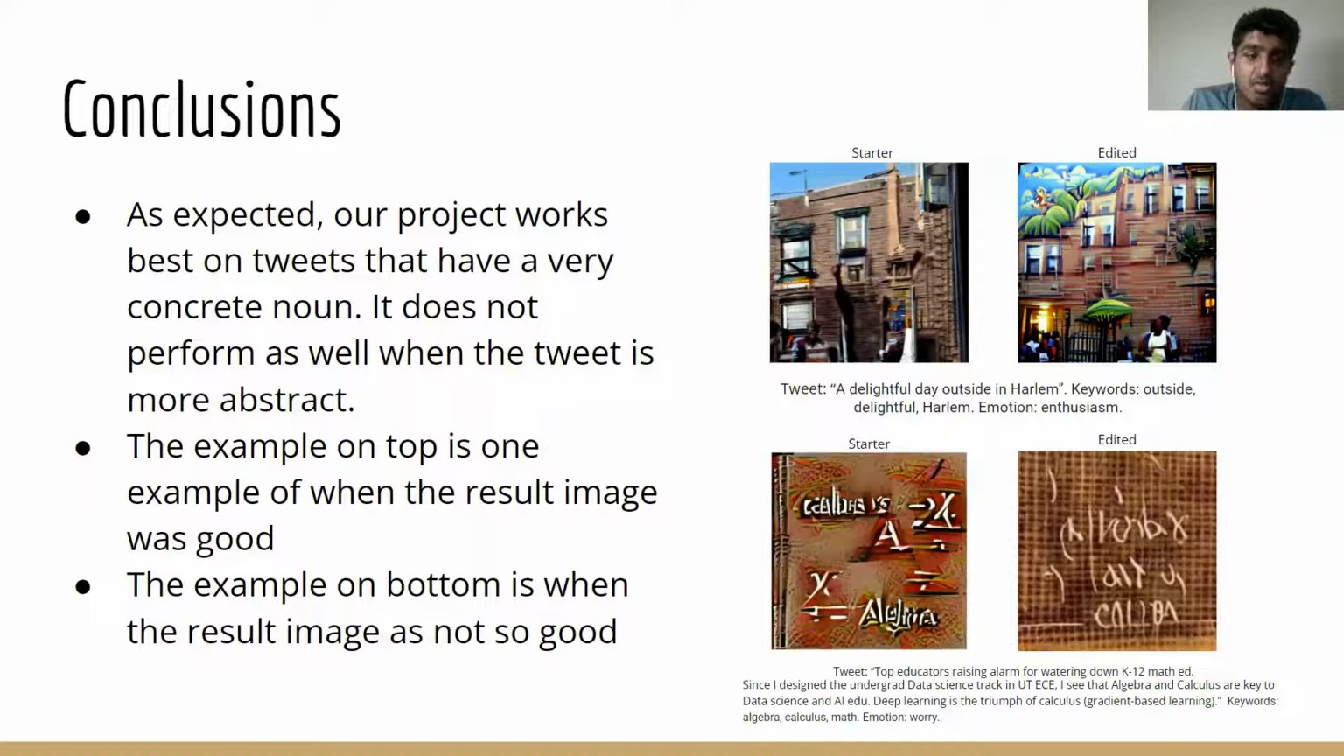The pair of images on the bottom is an example that didn't work out all that well. It comes from our professor's tweet regarding the importance of math in the field of data science. The keywords were more abstract, like algebra, calculus, and math, and the emotion was worry. So the model didn't really have a clear definition as to how to portray the tweet. It just wrote them out in the original image. And then when editing the image with the sentiment in consideration, the model just made it incomprehensible. So in essence, CLIP-guided diffusion has viable results only for some tweets.